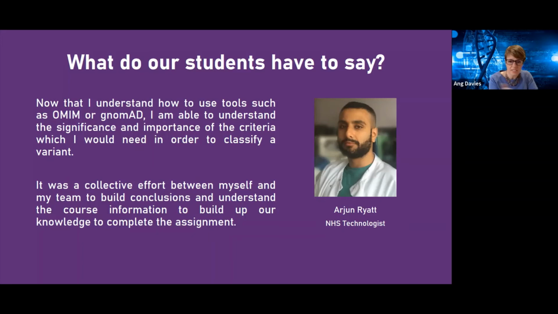So this is a particular student that I've worked with over the last year or so, called Arjun Ryatt. He's currently a genetic technologist, working in one of the genetic laboratories in the UK. And he's really developed a strong passion throughout his learning and application of various tools throughout the course that's really inspired him to want to apply for one of the clinical bioinformatics training roles that are available within the Scientist Training Programme in England.